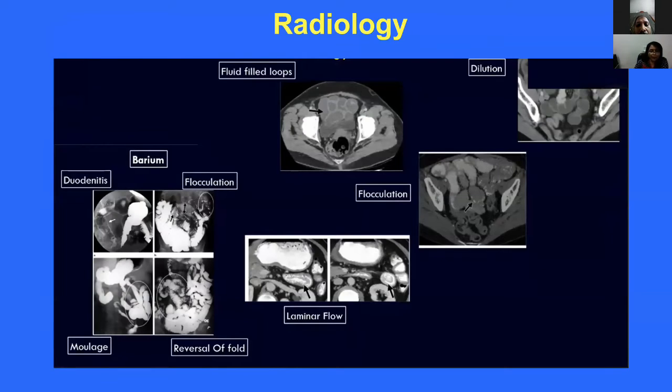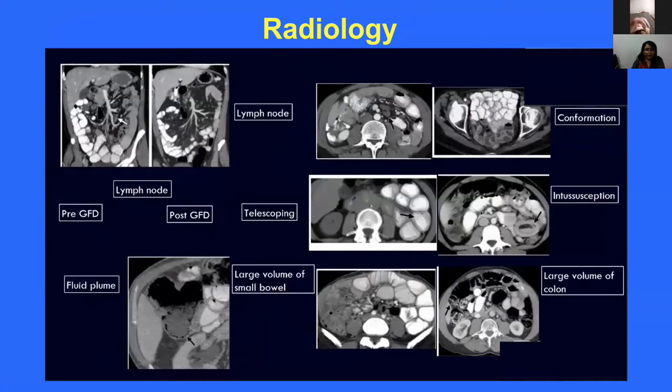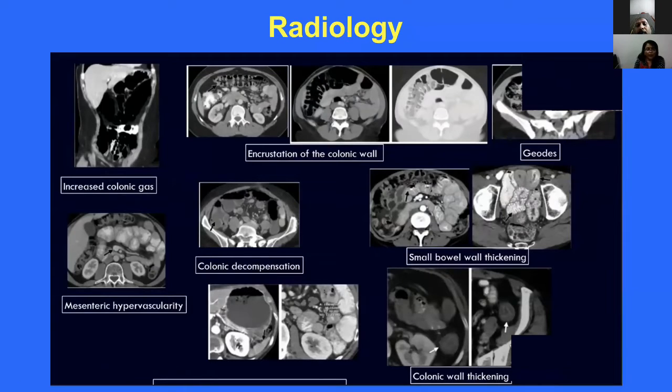These are the radiological findings. We can get a barium study done, we can get a CT done. We have typical findings of flocculation, reversal of fold pattern, dilution. Although these findings are not specific for celiac disease, they depict malabsorption on barium. We can see some lymph nodes, telescoping in the intestine, large volume in the small intestine and large volume in the colon. Basically, all these show malabsorption. So although they show malabsorption, they are not specific to celiac disease. They can be seen in disorders of malabsorption of the small intestine of any etiology.